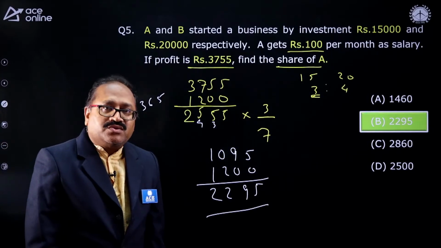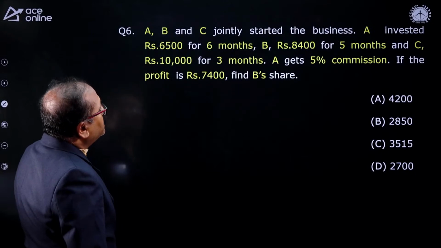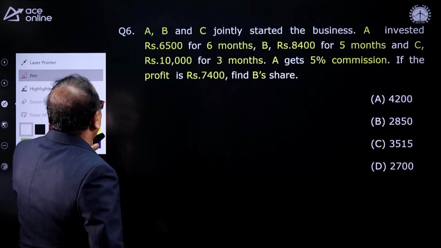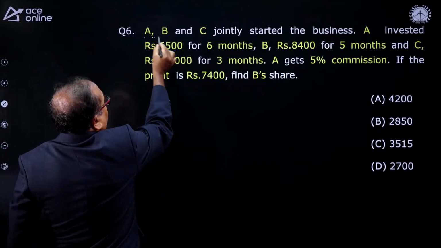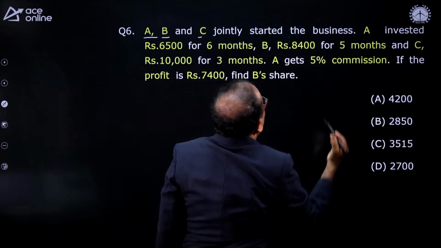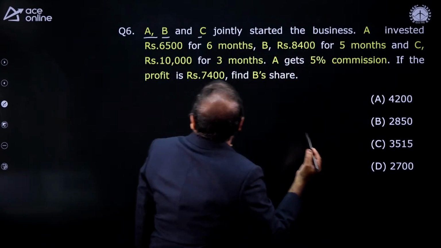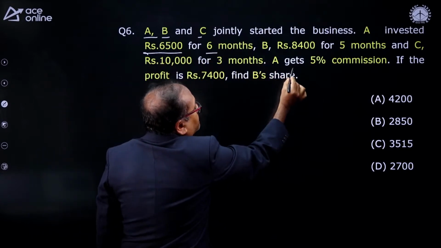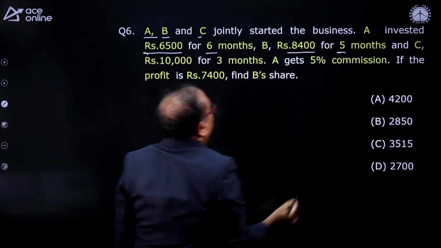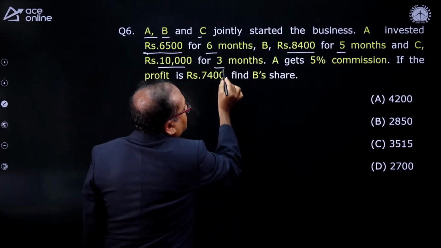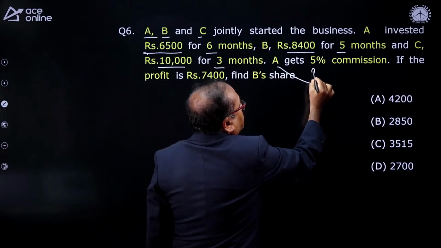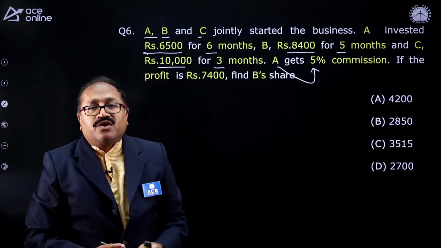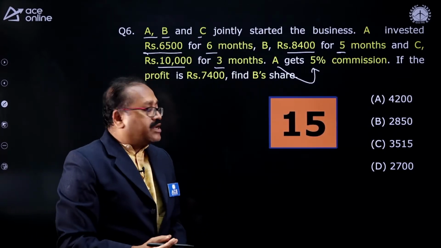Next question. After this, I think the previous year paper is there. Now this is similar to this. I hope you will be able to answer this question. A, B and C jointly started the business. A invested rupees 6,500 for 6 months and B invested 8,400 for 5 months and C 10,000 for 3 months. And A gets a 5% commission. So if the total profit is 7,400, what is the share of B? Just try to understand and answer it.